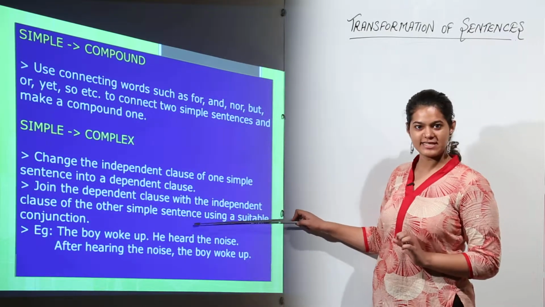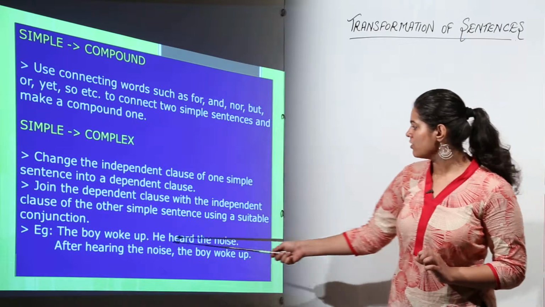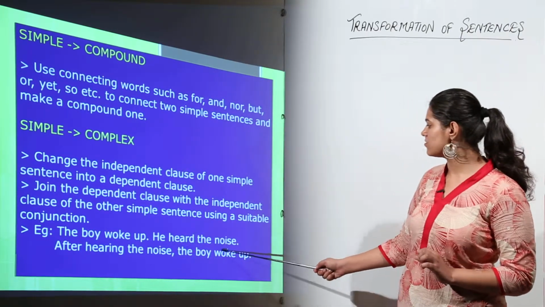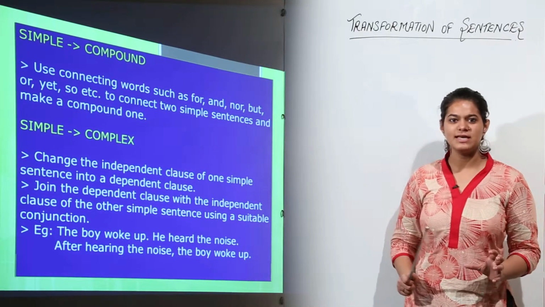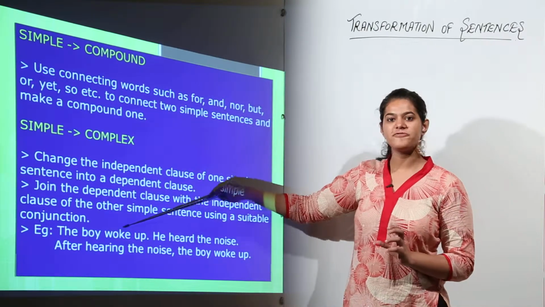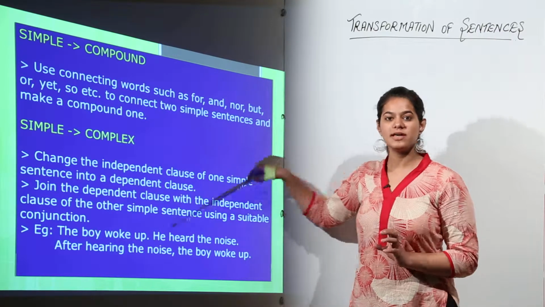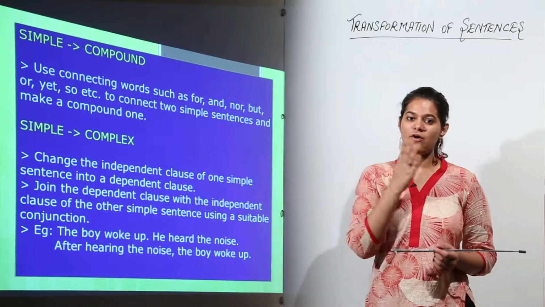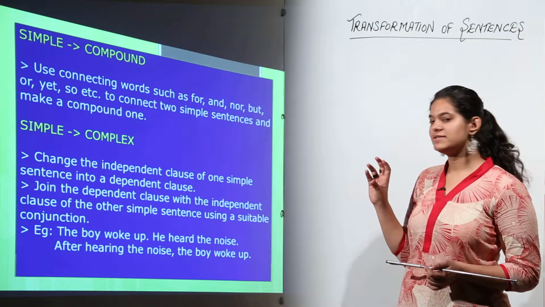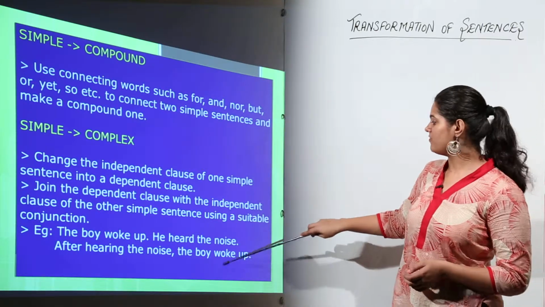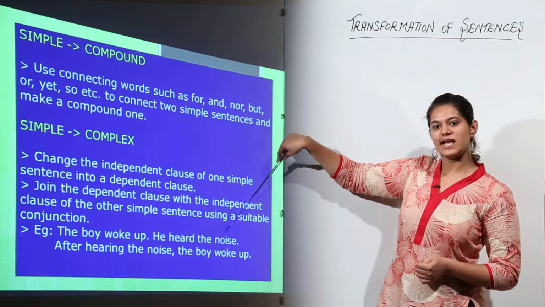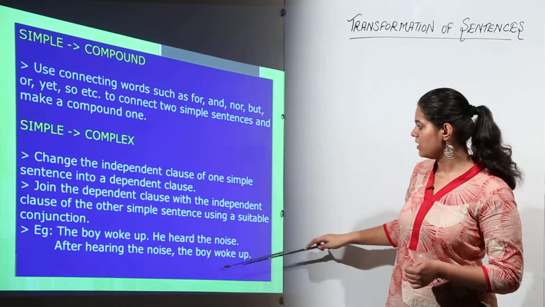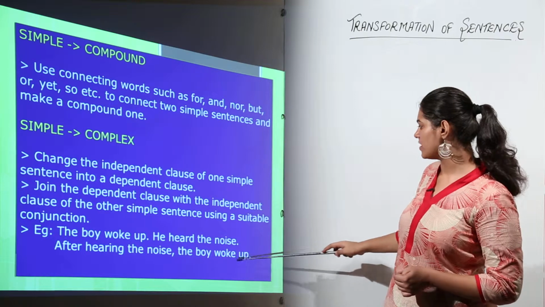The two simple sentences that have been given to us are, the boy woke up, he heard the noise, right? The second sentence is actually a continuation of the first independent clause. So in simple form they are written as independent sentences, but when we put them together in complex form, we make the second sentence the dependent clause. So, after hearing the noise, the boy woke up.